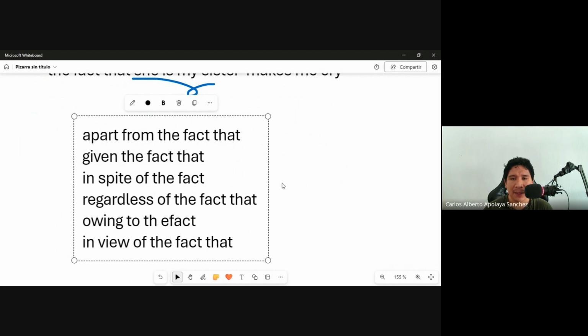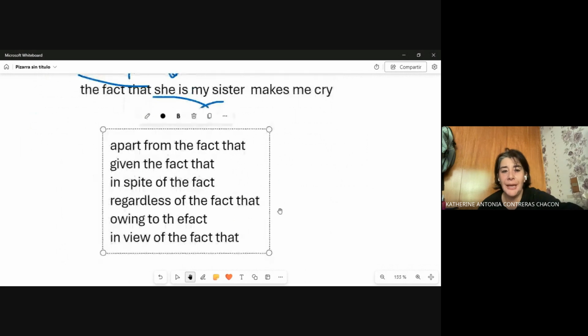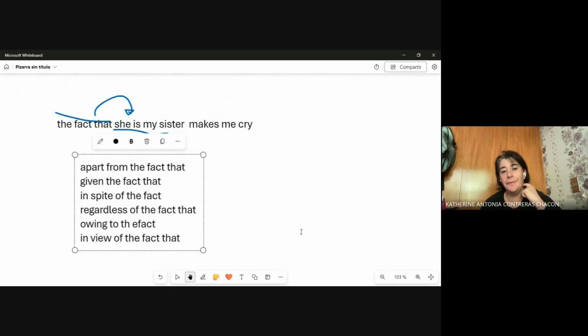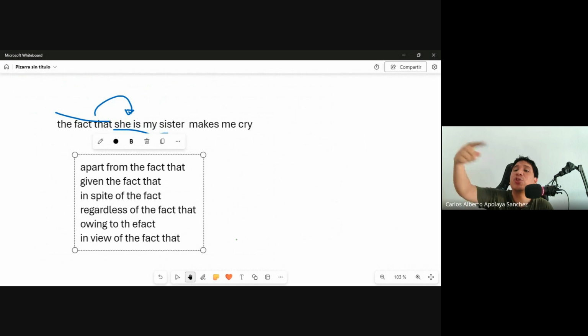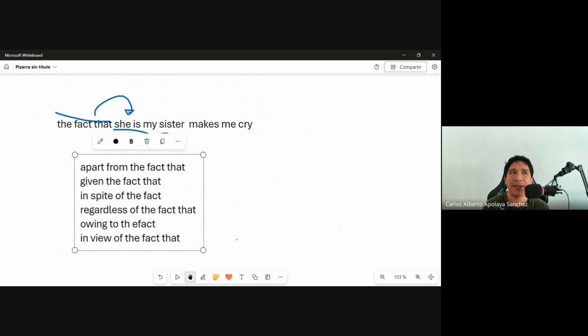So I always have to add the fact that after apart from, given, in spite of, to create a clause? When you give a sentence, yes. Because in spite of and despite can be followed by the gerund, by the noun, and by a sentence just if you use the fact that.